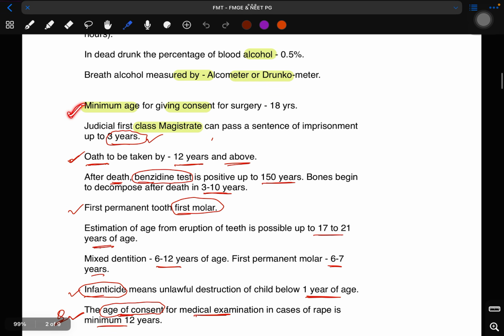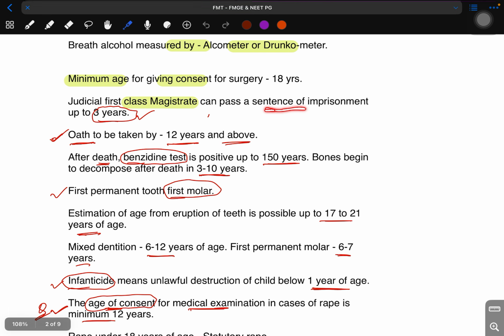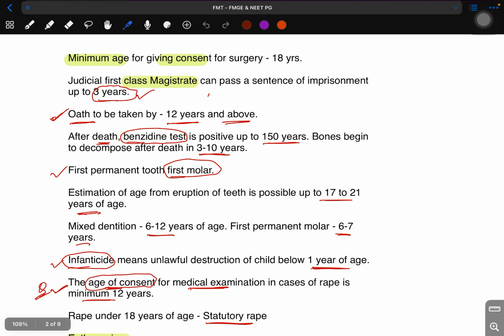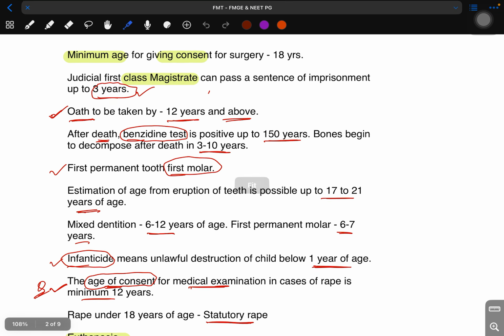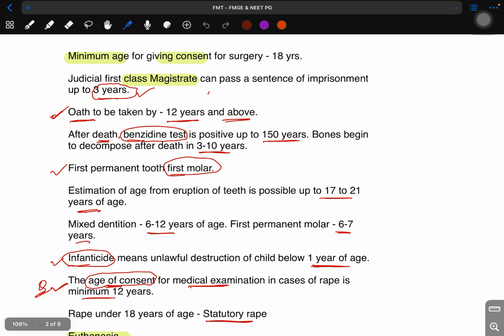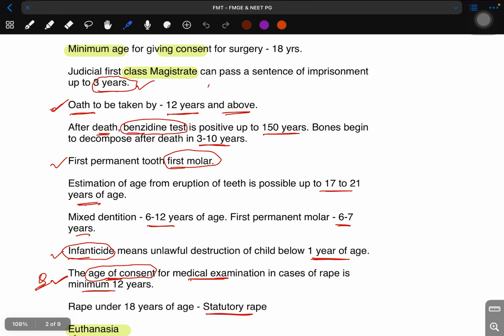What is the minimum age for giving consent for surgery? It's 18 years. So a person aged 18 years can give consent for surgery. Who can pass a sentence of imprisonment? Judicial or first class magistrate can pass a sentence of imprisonment for up to 3 years. Oath has to be taken. So in a courtroom, oath can be taken by persons who are 12 years and above. So below 12 years, no need of oath. Only a person of 12 years and above has to take oath.